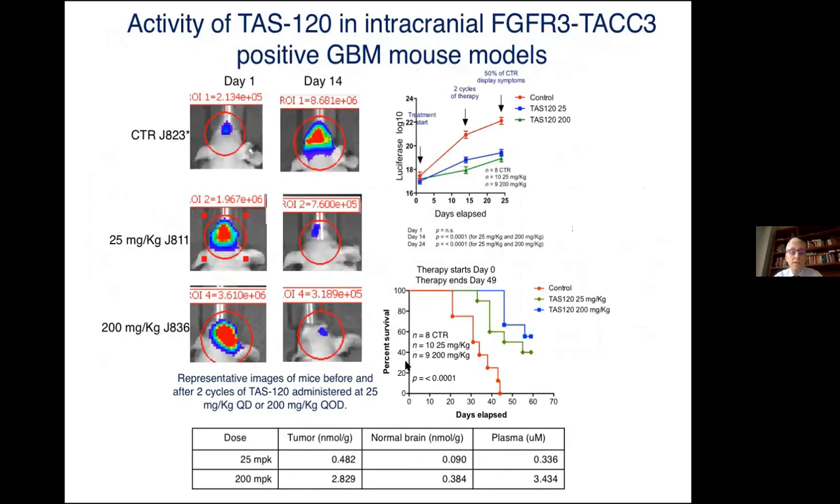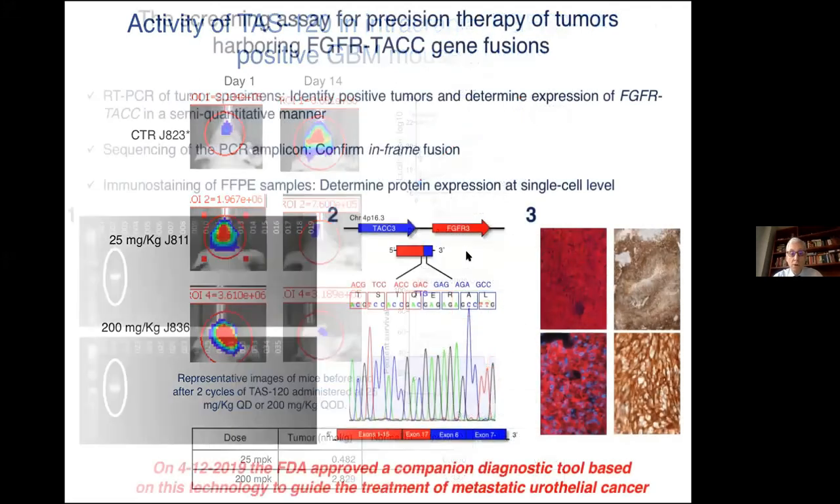And here you see, in this intracranial model of patient-derived cells harboring the fusion, how effective this inhibitor of FGFR, this irreversible inhibitor, TAS-120, has been in reducing tumor expansion as well as extending the survival of these mice.